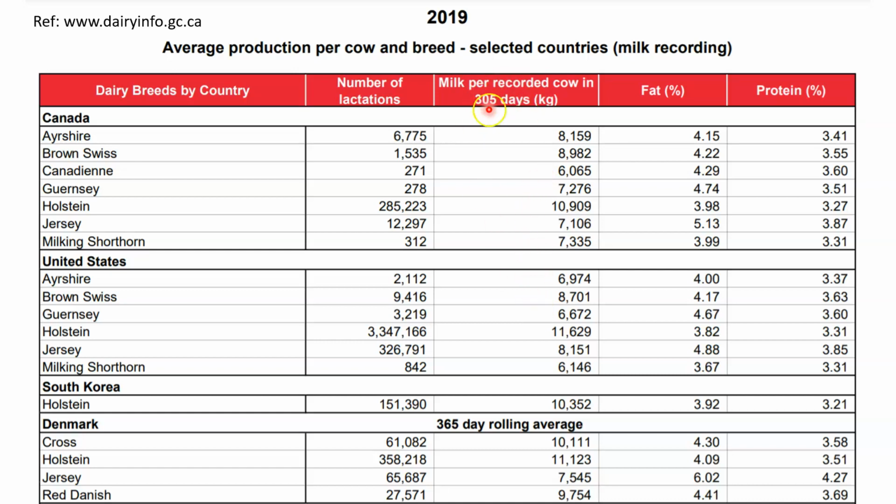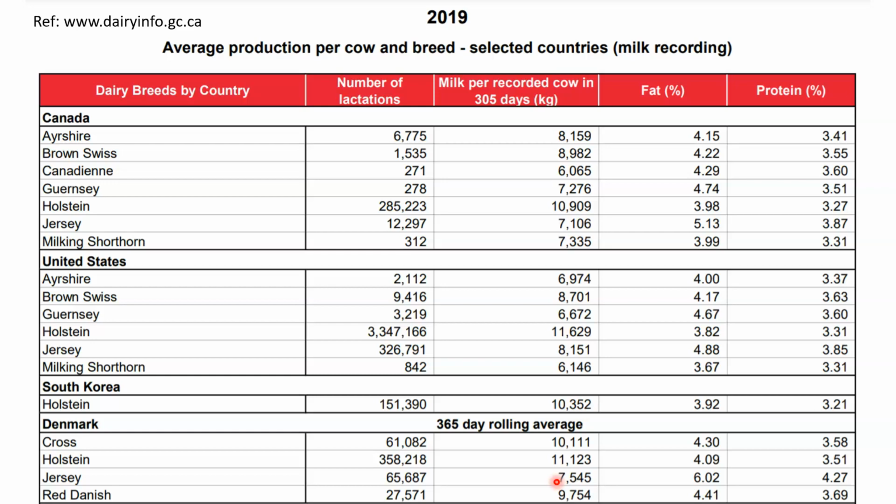Anyway, the two points I wanted to show you here: it says milk per recorded cow. The non-recorded cows, I'm pretty sure the averages would be the same, but this calculation only takes into consideration the numbers from recorded cows. And then it also says 305 days. Now, do you think all of these animals lactated exactly 305 days and were dried off on the 305th or 306th day? No, that is not practically possible.